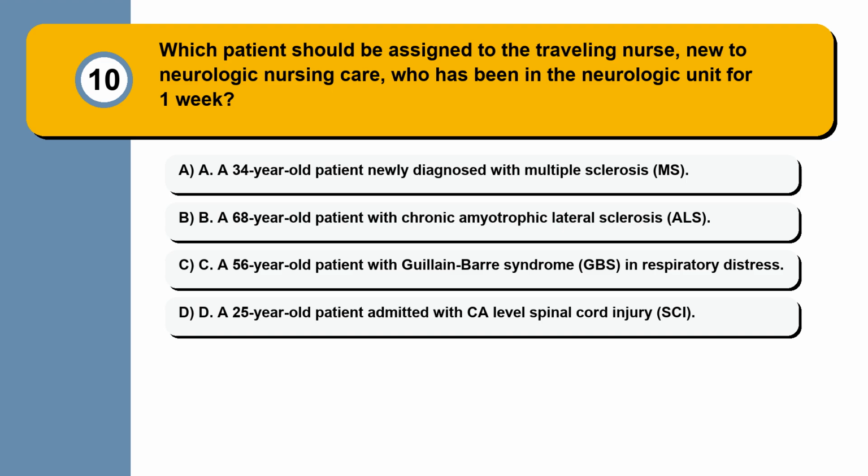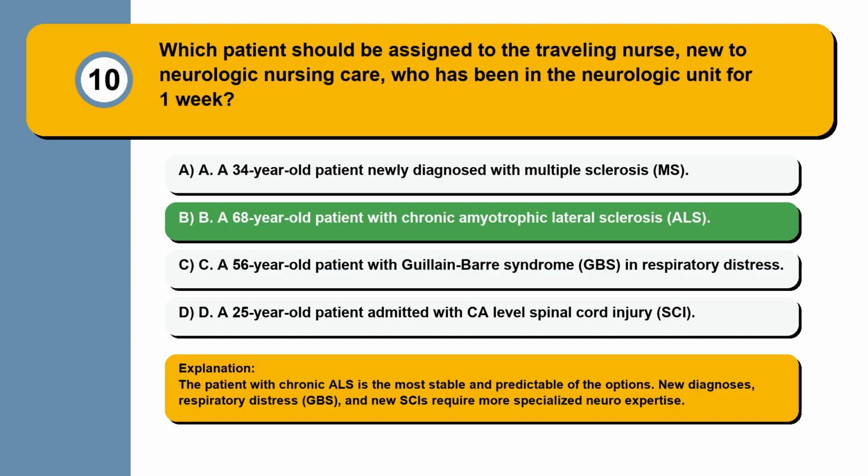A. A 34-year-old patient newly diagnosed with multiple sclerosis, MS. B. A 68-year-old patient with chronic amyotrophic lateral sclerosis, ALS. C. A 56-year-old patient with Guillain-Barré syndrome, GBS, in respiratory distress. D. A 25-year-old patient admitted with C4-level spinal cord injury, SCI.